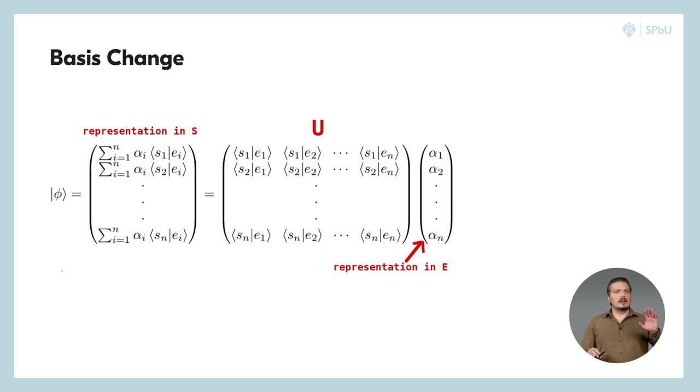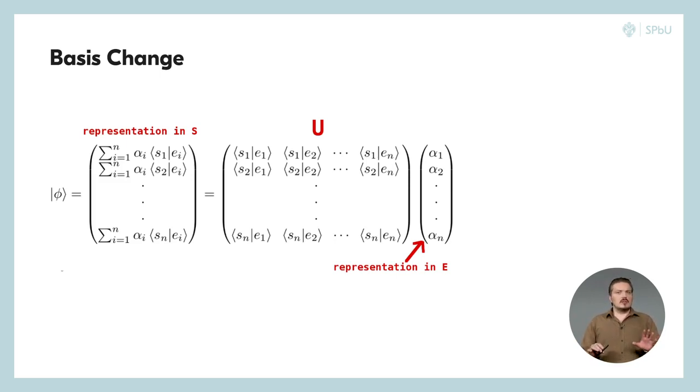Because now I have a convenient way of representing any vector in the basis S. If I have some column representation of some vector in the basis E, I can just apply this matrix and obtain the column representation in the basis S. So this matrix is my basis change matrix. I will use the capital U to denote it.